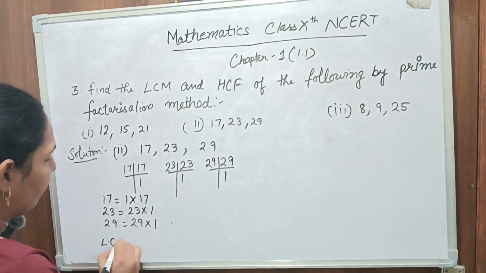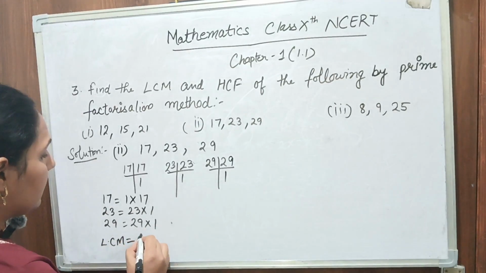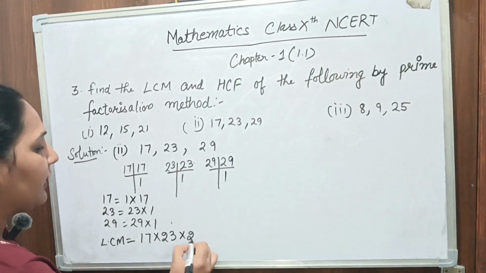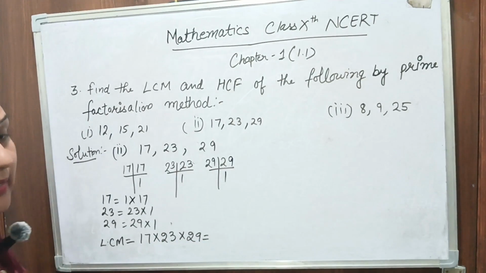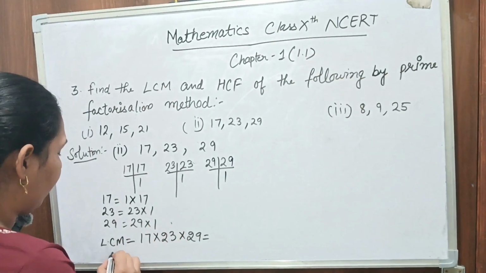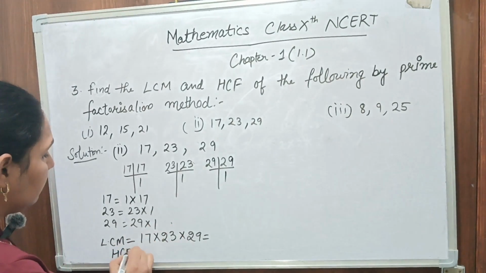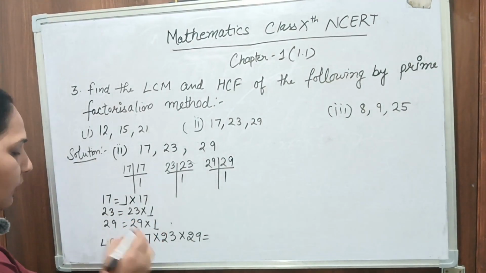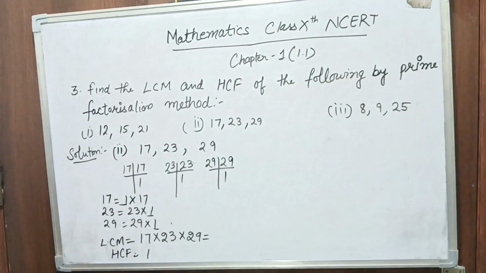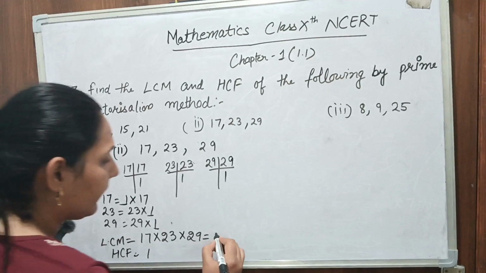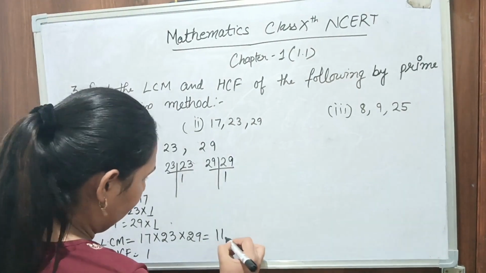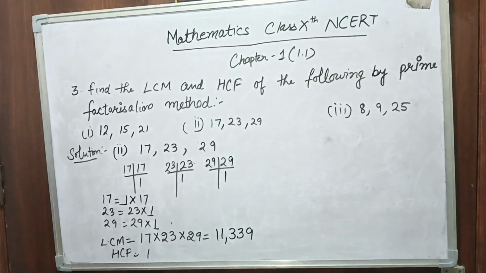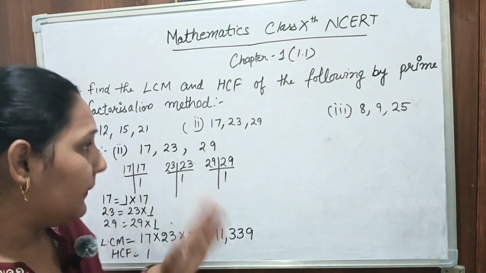So LCM will be 17 multiply 23 multiply 29. And your HCF will be common of all, and the common number is 1, 1 and 1. So our HCF will be 1. LCM when you multiply you will get 11,339. Hope you understand this well.